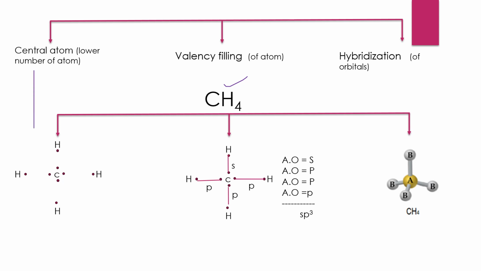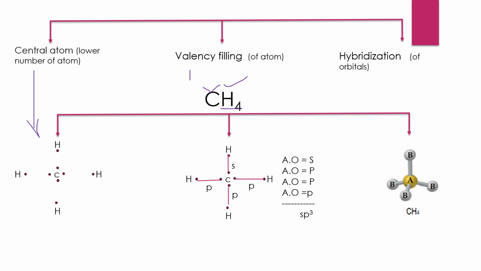First of all, the first step states the central atom. We know that the central atom is the atom which has less contribution in the geometrical representation. Here the hydrogen has 4 atoms and carbon has only 1 atom, so the less contributor is carbon. So we will place carbon at the center and hydrogens at 90 degrees around the carbon.